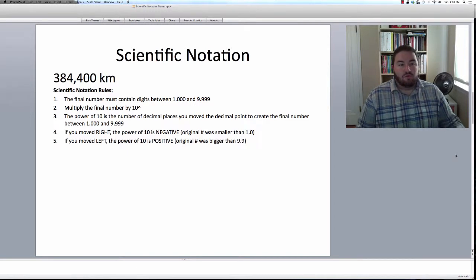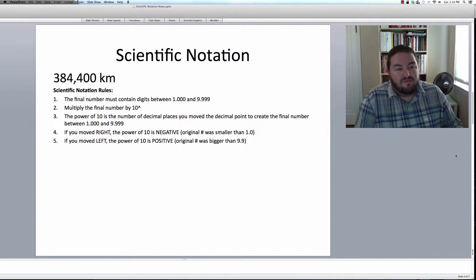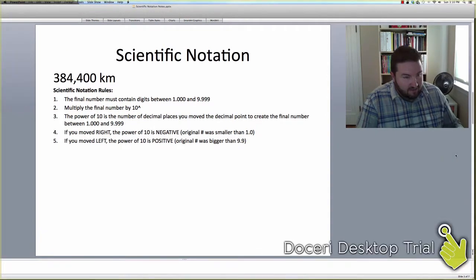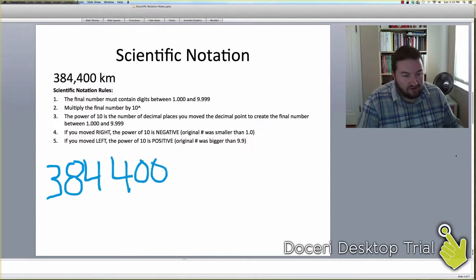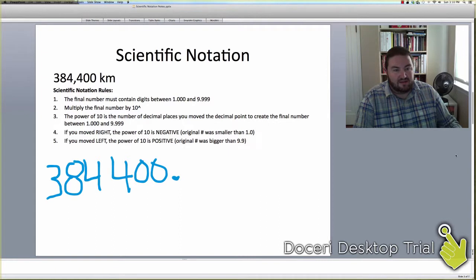So let's use those rules to take this number, the distance from the Earth to the Moon on average, 384,400 kilometers, and write that number in scientific notation. So the first thing I'm going to do is go ahead and write my number. So we have 384,400. And even though there's no decimal point in that number, we all know by now the decimal point is right there at the end of the number. So I need to move that decimal point to the left.